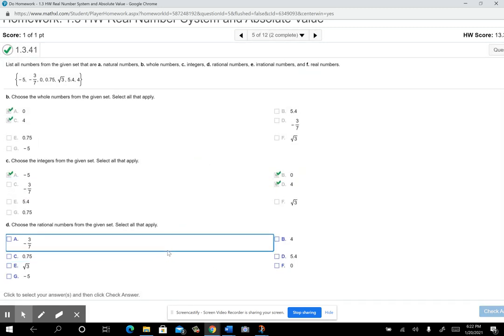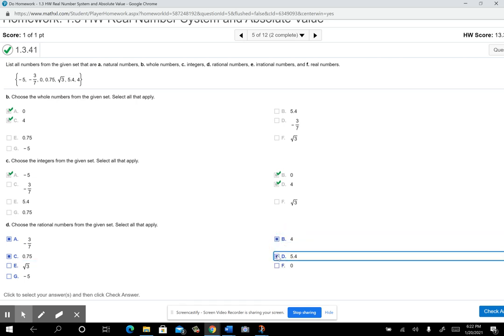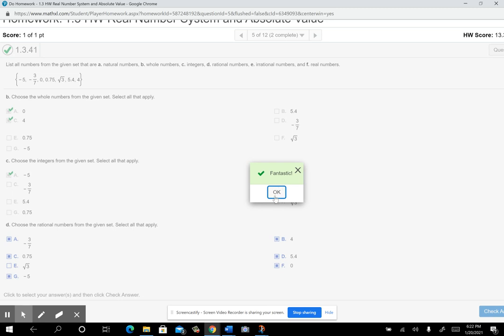Now it's wanting rational numbers. Okay, so rational numbers, that's on the left side. Those would include fractions that are positive or negative. It would include decimals that stop. It would include nice numbers like 4. Here's a decimal that terminates. 0 would be rational. -5 would be. But the square root of 3 would be a decimal that keeps on going. So that's not rational.